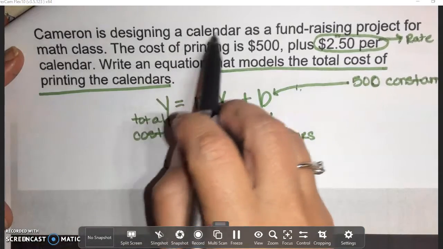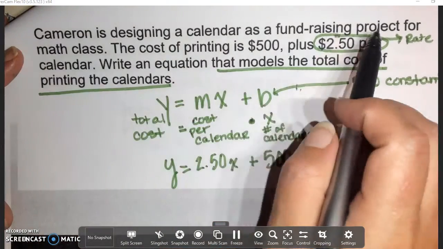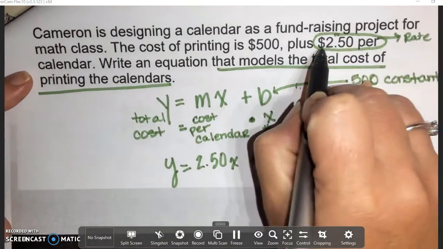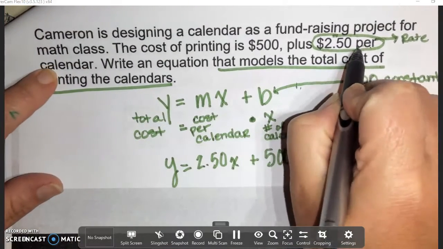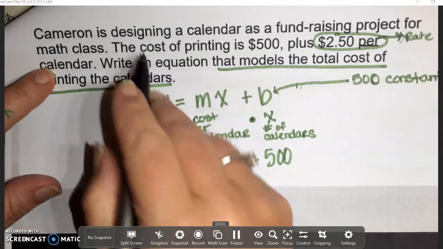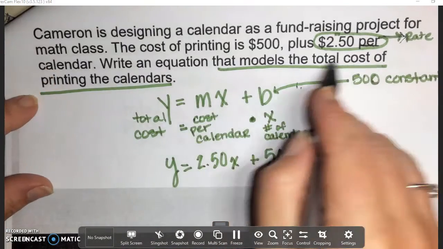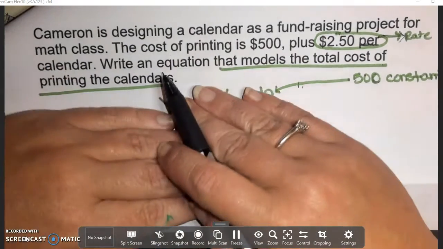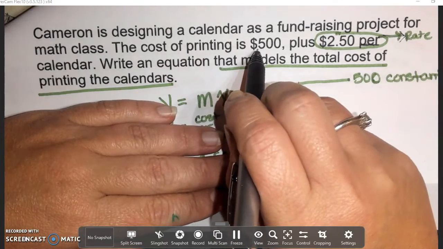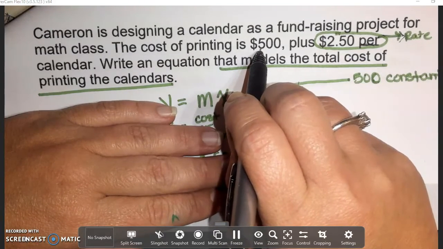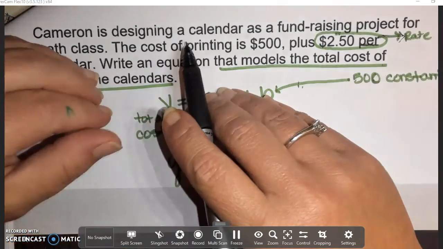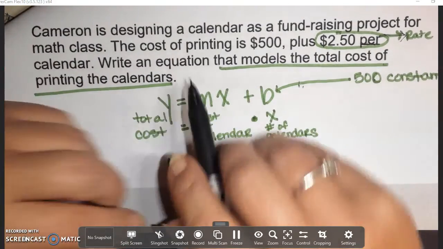Cameron is designing a calendar as a fundraising project for math class. The cost of printing is $500 plus $250 per calendar. The word per right here tells me that that is the rate. Write an equation that models the total cost of printing the calendars. So if we just look at this, the total cost is going to be $500, right? Because that's the cost of the printing, plus $250 for every calendar that we order.